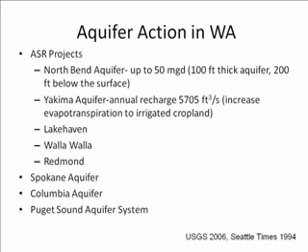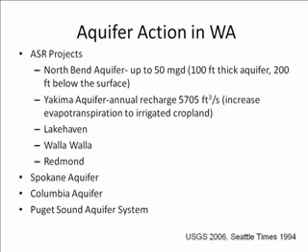Our main topic will be aquifer storage and recovery, and there are about 100 aquifer storage and recovery projects, or ASR projects, in the United States, 12 of which are in the state of Washington. Some of the projects we'll be discussing are the North Bend Aquifer, which is a 100-foot thick aquifer 200 feet below the surface. The Yakima Aquifer, which has an annual recharge of over 5,700 cubic feet per second. The Lake Haven, Walla Walla, and Redmond aquifers.